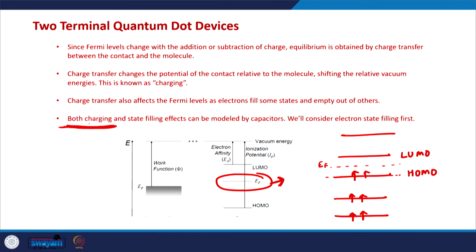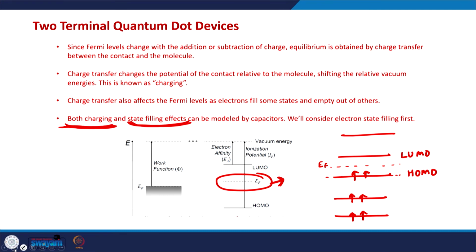One is because of the charging, because of the electrostatic effect, and second is because of the number effect, which is known as the state filling effect, because if we fill this HOMO state, this Fermi level changes significantly, even if there is no applied voltage in the system. So, these are termed as the charging effect and the state filling effect.